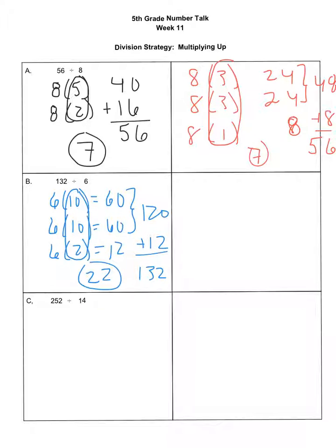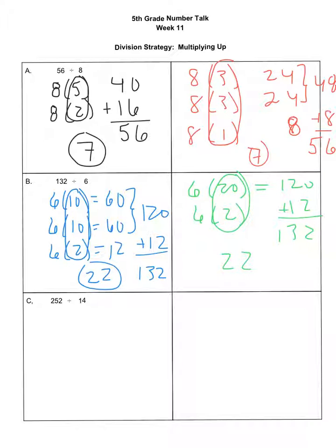Or some of you may say, well, Mr. Harrison, I already know that 6 20s is 120. That's beautiful. And I know that 6 twos is 12. So I find that much more efficient. Either way, we're still getting that answer of 22.